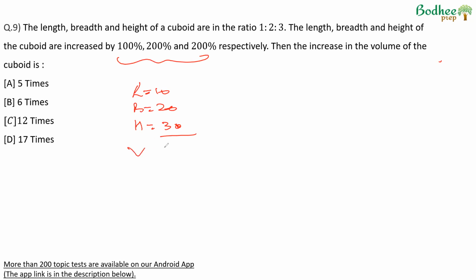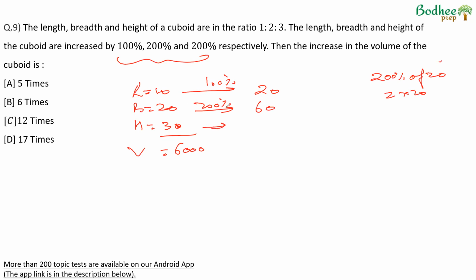Therefore, the volume is 10 into 20 into 30, which is 6,000. Length is increased by 100%, which means it becomes double. Breadth is increased by 200%, which means 200% of 20 is 2 into 20, which is 40. So the new value will be 60, it gets multiplied by 3. Similarly, the height is also increased by 200%, so it also gets multiplied by 3. Hence, the new volume is 9 6 54, 54 into 2 is 108,000.